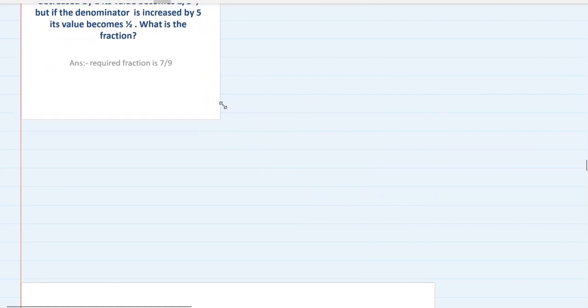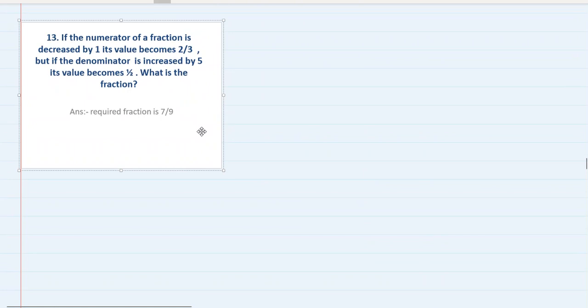Next question. See, the first question was very straightforward. It was about two numbers. This question is about a fraction. Okay, so in a fraction, how many unknown quantities are there? Two, numerator and denominator. Okay, now before reading the whole question, I'm interested in reading the last section.